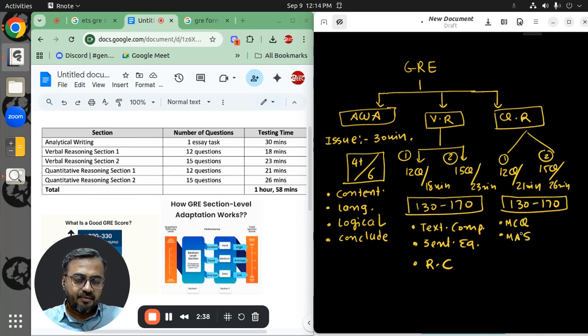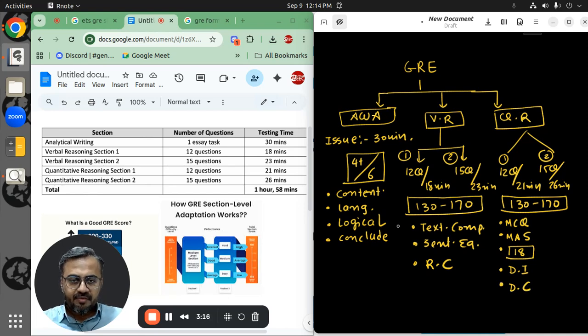Multiple answer selection. You have more than 5 answer options and you have more than 2 possible answers for that particular question. Select all the correct choices and you will get points. Third one is numeric entry question. No option is given. Whatever answer you have, you have to type it in the grid below the question. Then data interpretation: graph, chart, table, or a combination of all three, followed by at least 2 or 3 questions, but not more than 3.